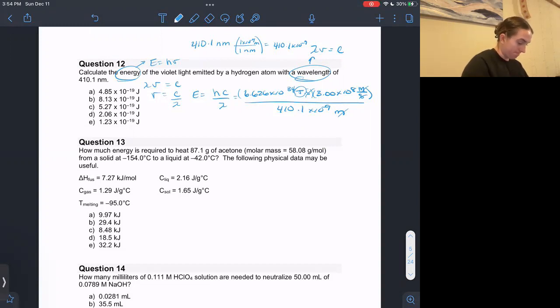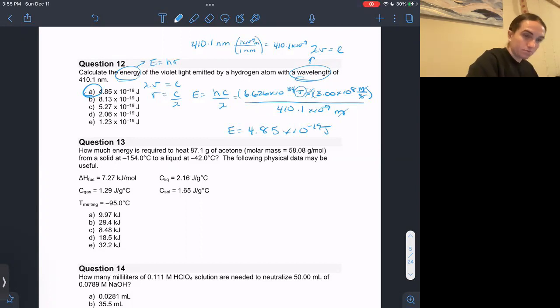Okay, so I'll do that. And then divide by 410. I get 4.85 times 10 to the negative 19 joules. And I see that at A. So I'm happy with that one. I think that is the correct answer.